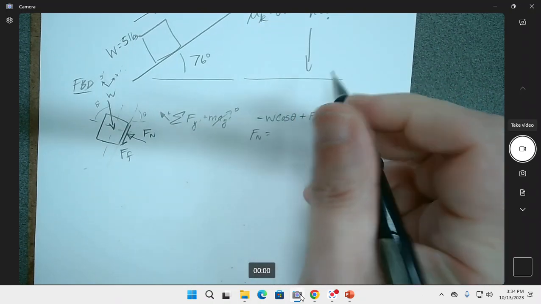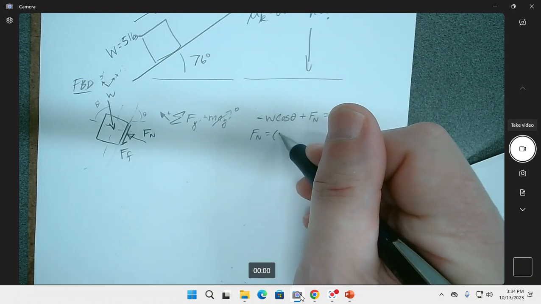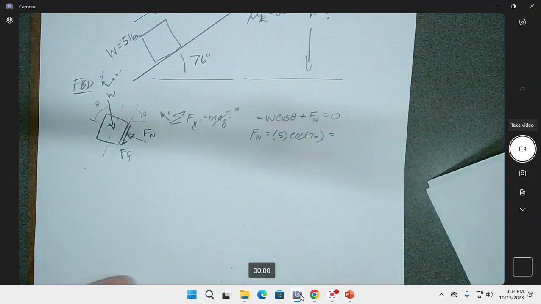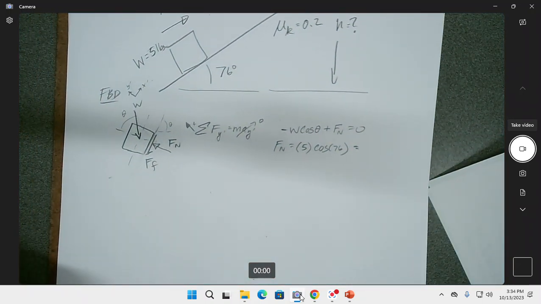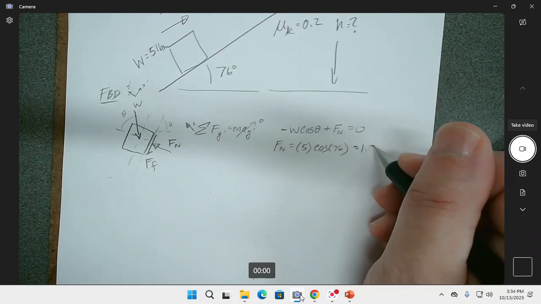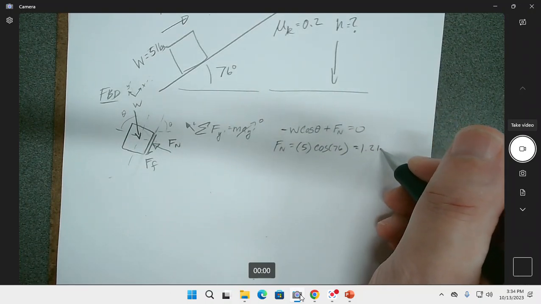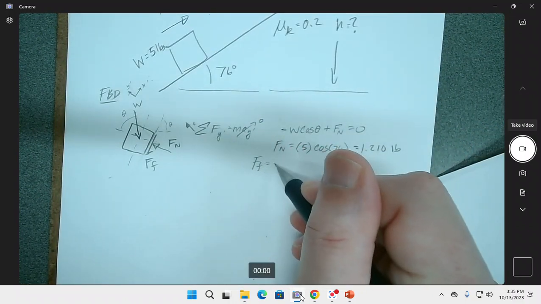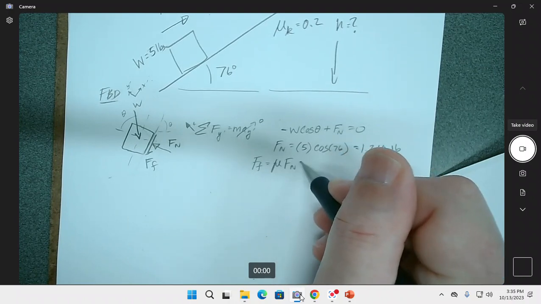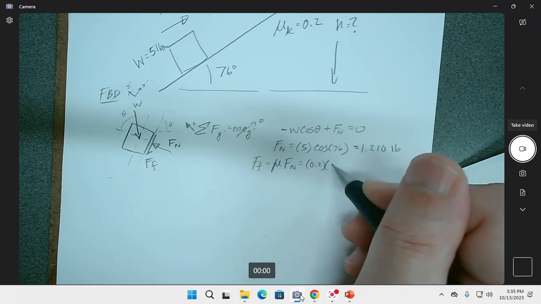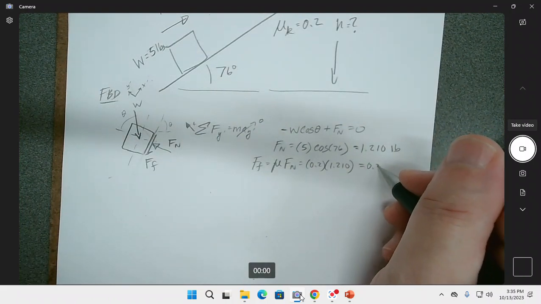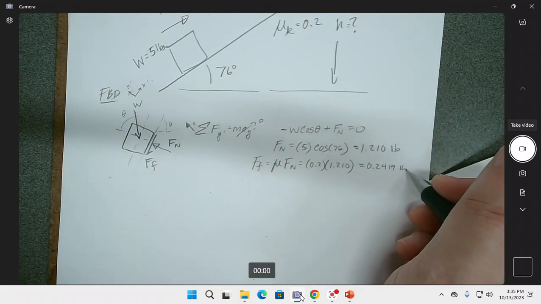So Fn is going to be equal to the weight, which we said was 5 pounds, times the cosine of 76. It's a 76 cosine, I think that's right. 5 times that, we get 1.210, call it pounds. So the friction force could be mu times Fn, or 0.2 times 1.210, which is going to be small, 0.2419 pounds.